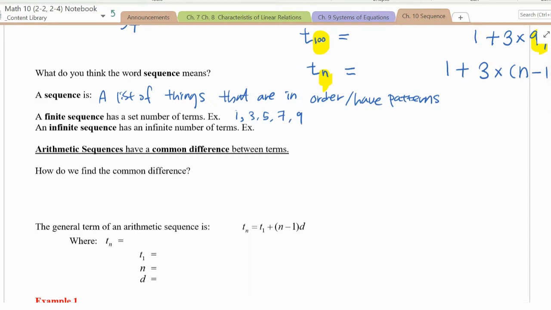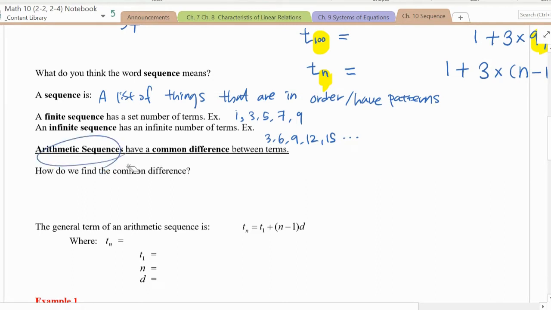Infinite sequence, of course, goes on and on forever, right? So it will be, for example, 3, 6, 9, 12, 15, and it goes on and on forever, right? Okay, so an arithmetic sequence has a common difference between terms.